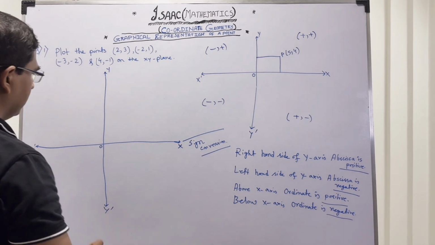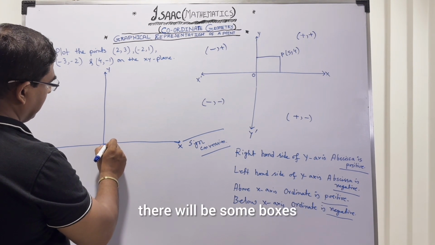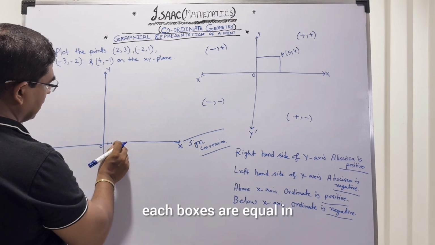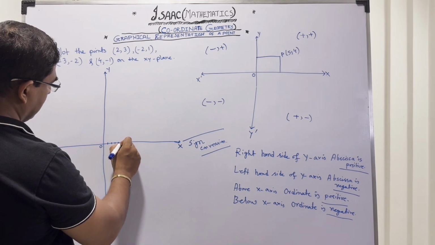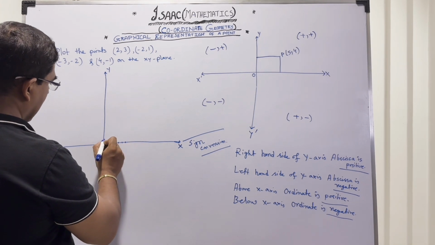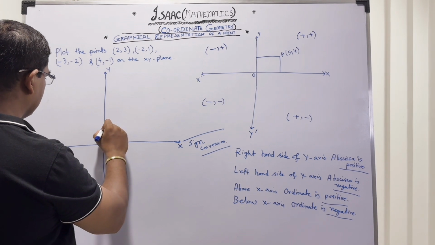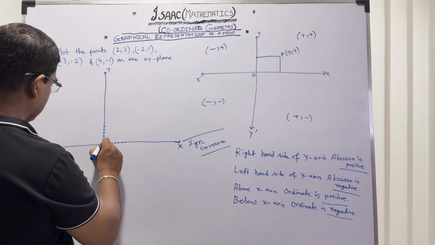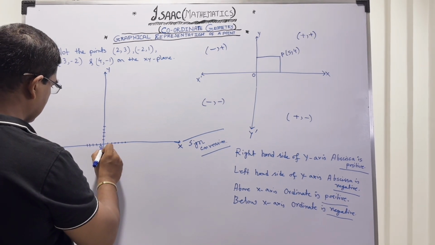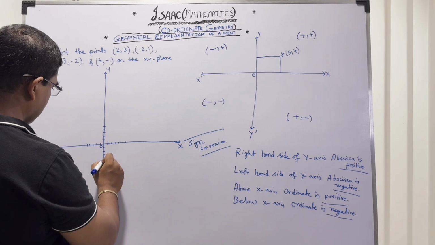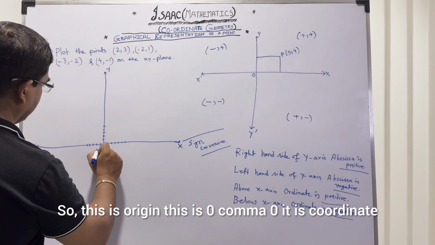Okay. Then you will get some divisions. That means there will be some boxes. Each box is equal in length. I construct some of those boxes. So this is origin, this is 0, 0, its coordinate.